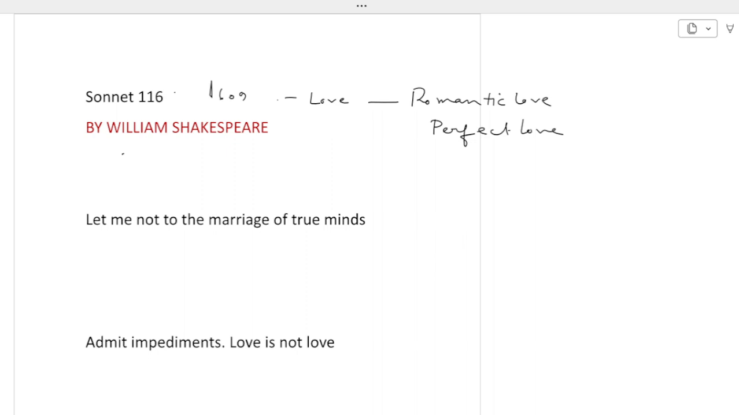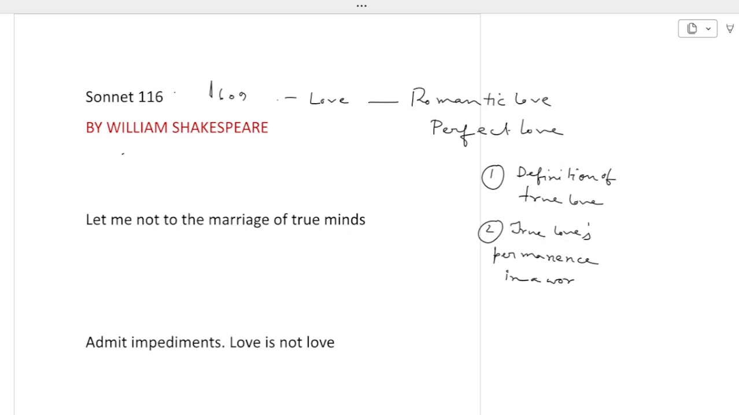So the themes that are explored here: number 1, definition of true love. So how can you be sure that this love is true or false? Number 2, true love's permanence, not just love. The poet speaker has here drawn a line between love and true love. True love's permanence in a world that is not permanent.